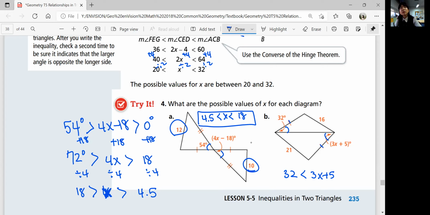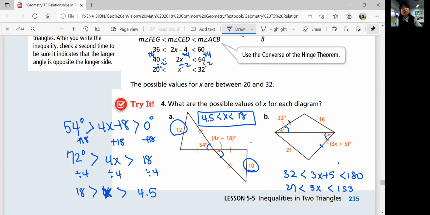And this cannot be greater than what? 180 degrees. But for this one, let's not worry about the maximum, okay? Actually, why don't we say that? It must be less than 180 degrees, in order to make the triangle. Okay, so then we're going to subtract 5 on all sides. Say, oh, that's going to be 27 less than 3x less than 153.